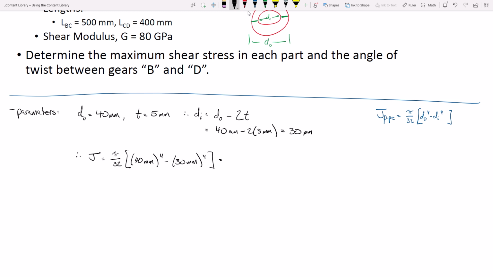Yes, I'm ready. 171806. Oh, that's huge. Okay, everybody, all right. So what we're doing is we're basically taking an area times a distance squared. So there's your diagram. Now, J is 171,806 millimeters to the fourth. Don't forget we were given G.